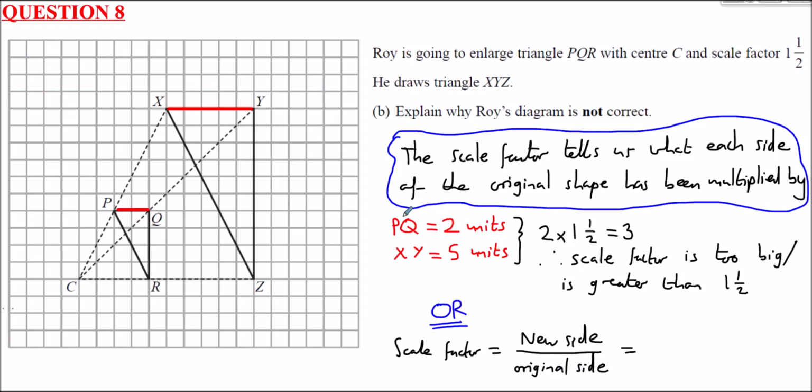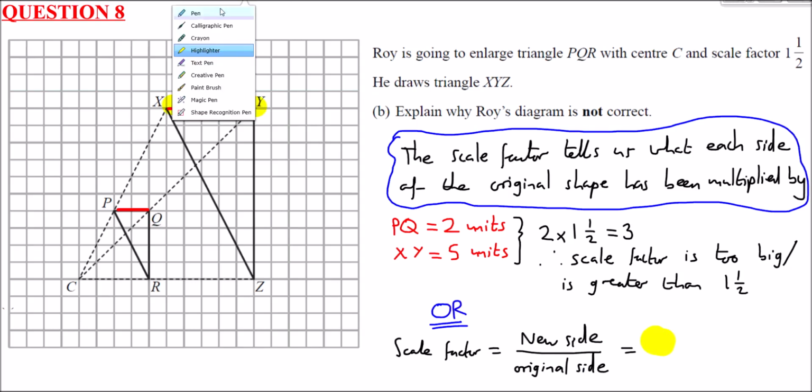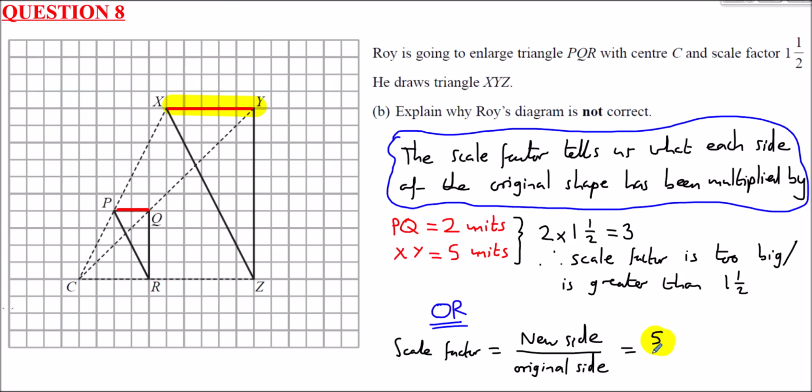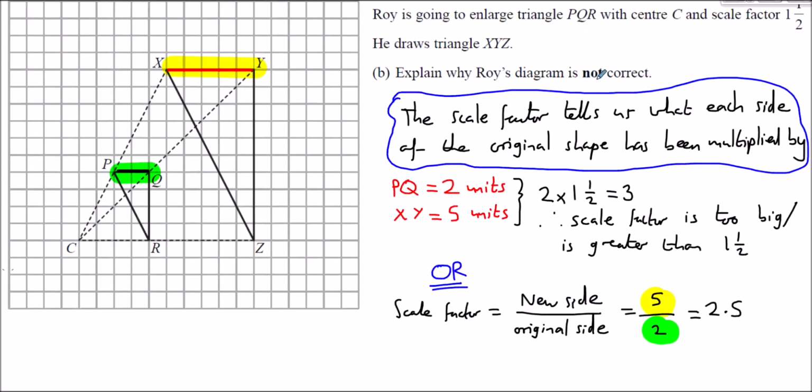So looking at PQ and XY, the new side is XY. So that's 5 units, that's 5 squares. The original side, PQ, is just 2 squares. So if we did that, 5 divided by 2, we get 2.5. And then we could say, that's why Roy's diagram's not correct.